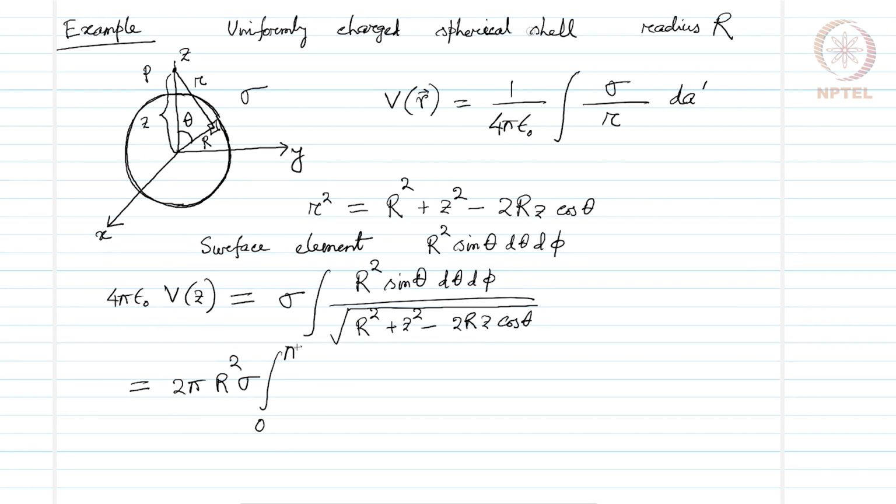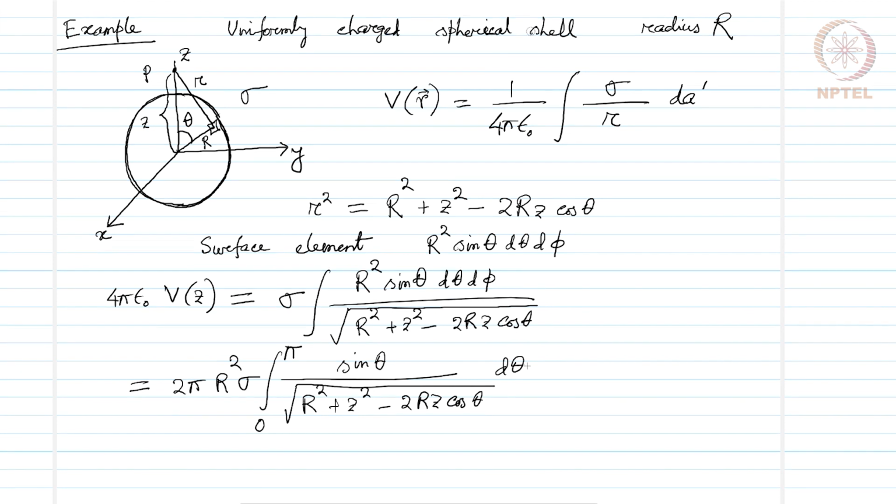We have performed the integral over phi, because there is no other function of phi in this expression. So, after performing that integral, we got 2 pi outside, and this R squared is constant, so it can come outside, and only integration over theta is left. The limit is from 0 to pi, and in the numerator we have sin theta, in the denominator we have square root of R squared plus z squared minus 2Rz cosine of theta, d theta.